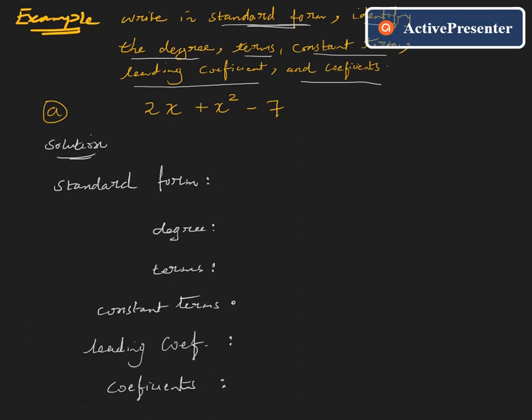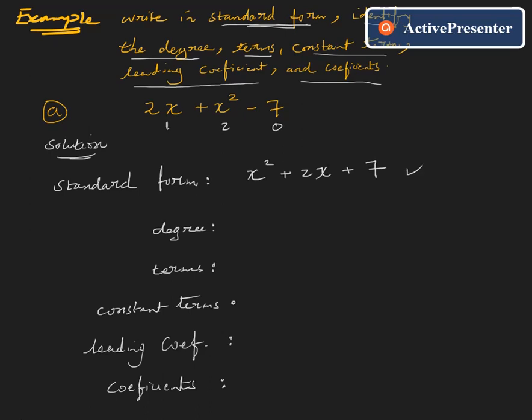So what is the degree of 2x? It is 1. What is the degree of x squared? It is 2. What is the degree of 7? It is 0, right? So in order to write in standard form, we should start with the highest degree and go down to the lowest degree. So the highest degree is x squared, plus 2x. We go down from 2 to 1, then to 0. So x squared plus 2x plus 7. This is now in the standard form.